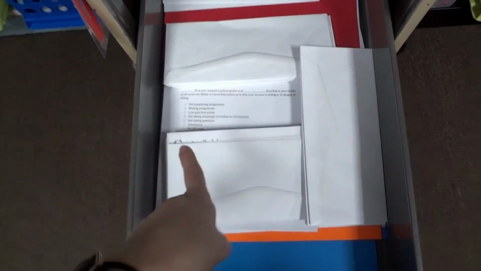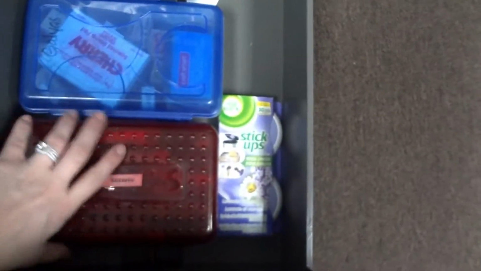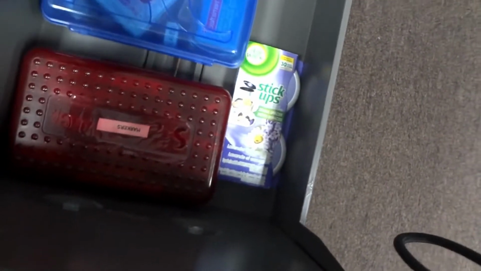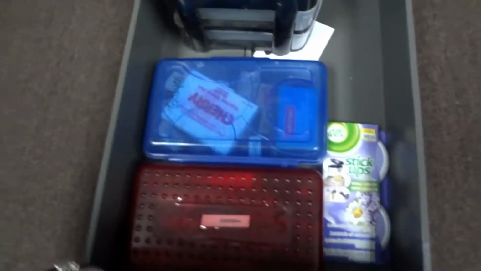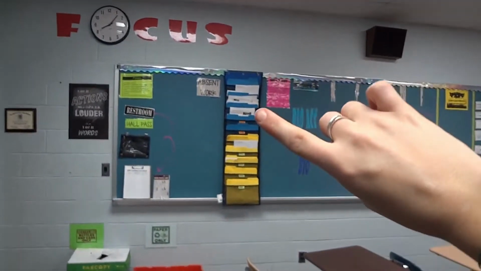My third period, this is all of my parent communication, so all of my failure letters, envelopes, letterhead, all that stuff. And then down here is just extra stuff. So I have some Sharpie markers, I have some stamps, this extra little caddy right here. So that's that. So moving on through my paper flow, I have my student absent work.